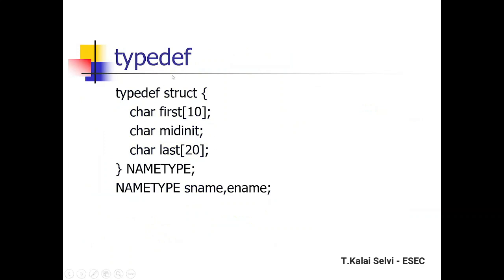And using this typedef keyword, we can give the definition like this. So the typedef struct and the data members are first, midint and last, and the structure name is given here, that is name type. So name type is defined with the structure variables sname and ename.